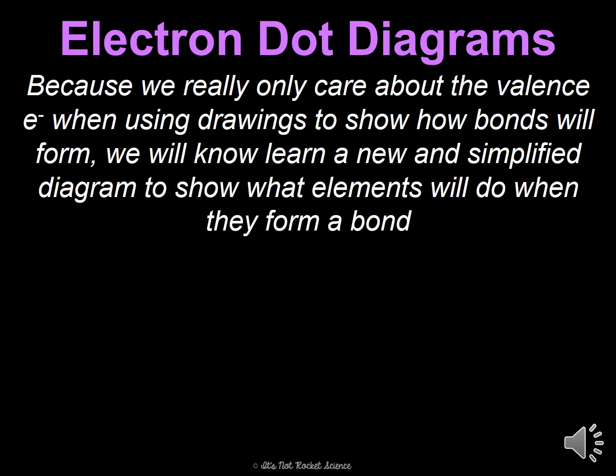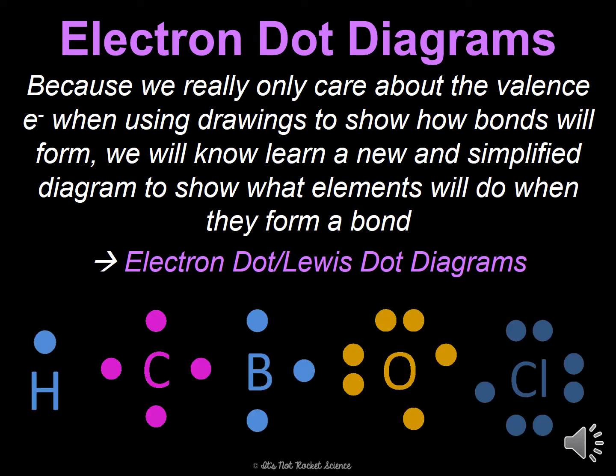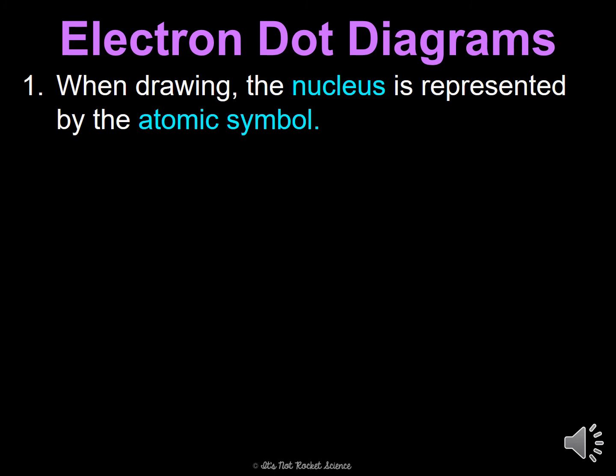How to build an electron dot diagram, because we really only care about the valence electrons when drawing this. It's going to be similar to a Bohr model, except we're only focusing on the valence electrons. It's called the electron dot or the Lewis diagram. They're going to come out looking like this, as shown with hydrogen, carbon, boron, oxygen, and chlorine. This is the directions on how to write it.